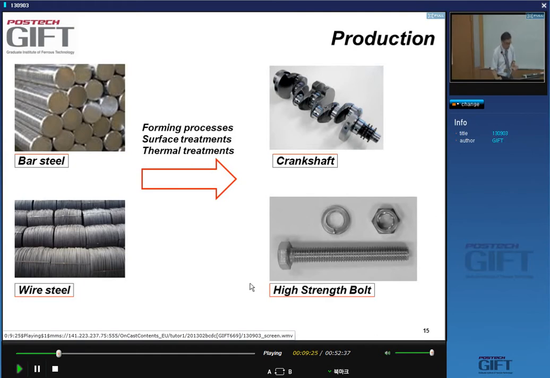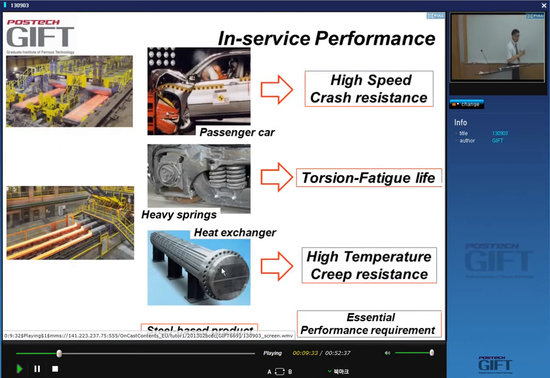So we create properties also through the transformation of the steel into products. And once we have a specific product, where the steel-based element is part of, we have to consider in-service properties. For instance, in the case of passenger cars, it is important that the car body provides passenger safety. So in a high speed collision test, the steel must have high strength so that the car body has high speed crash resistance.